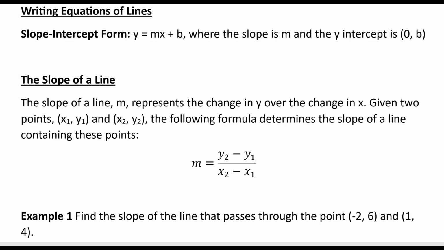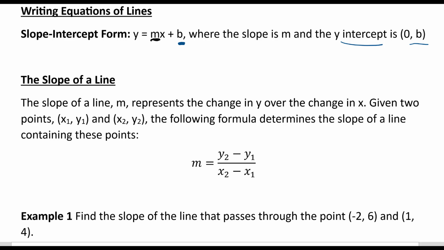Let's talk about writing equations of lines. First, I alluded to this in one of the 3.1 videos. The slope-intercept form of the line, y equals mx plus b, where the slope is m, the coefficient for the x is your slope, and b is your y-intercept.